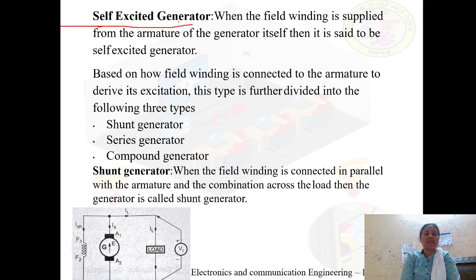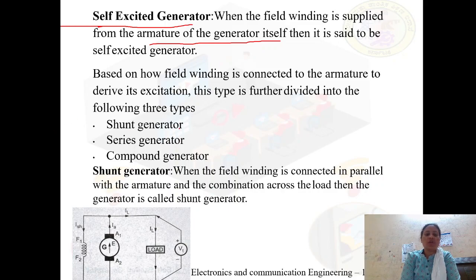So self-excited in the sense that the generator will produce its own EMF, which can cause the flow of current, and that current is passed through the field winding, and hence we call this generator a self-excited generator. That is, when the field winding is supplied from the armature of the generator itself, we call these generators self-excited generators.